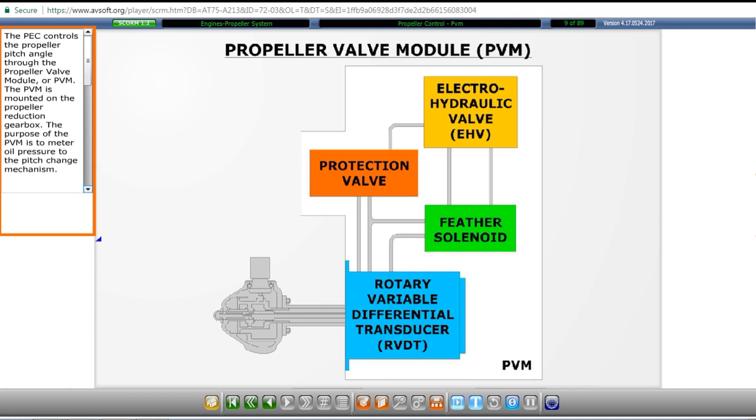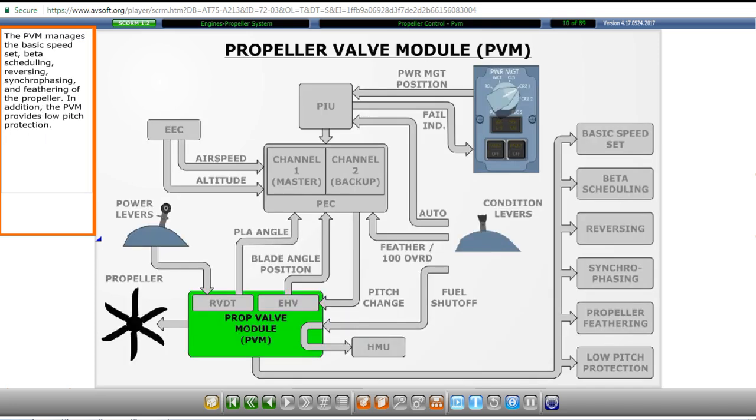The PEC controls the propeller pitch angle through the propeller valve module, or PVM. The PVM is mounted on the propeller reduction gearbox. The purpose of the PVM is to meter oil pressure to the pitch change mechanism. The PVM consists of an electro-hydraulic valve that meters oil to the propeller pitch change mechanism and allows normal feathering of the propeller, a protection valve, and a feather solenoid which backs up the electro-hydraulic valve. The PVM manages the basic speed set, beta scheduling, reversing, synchrophasing, and feathering of the propeller. In addition, the PVM provides low pitch protection.